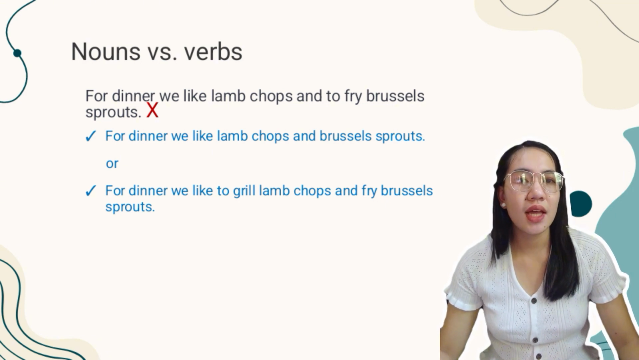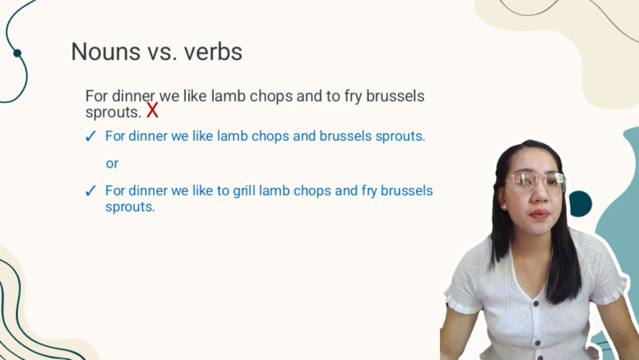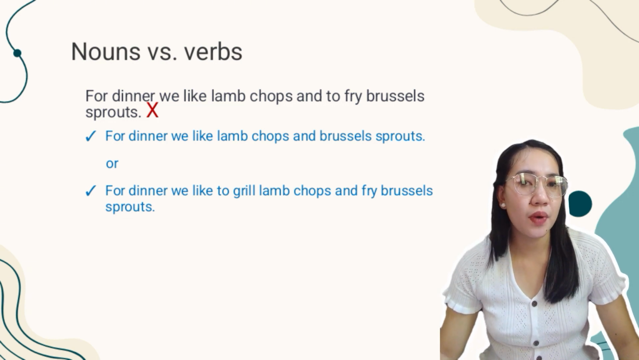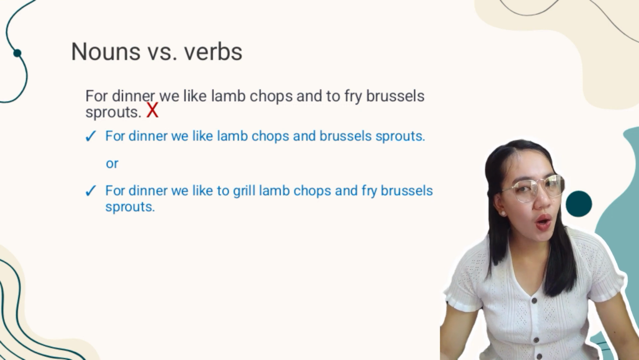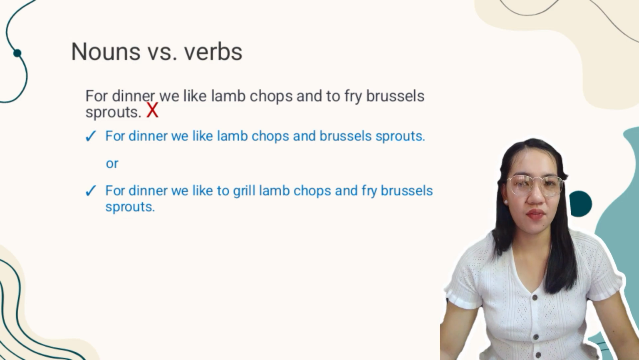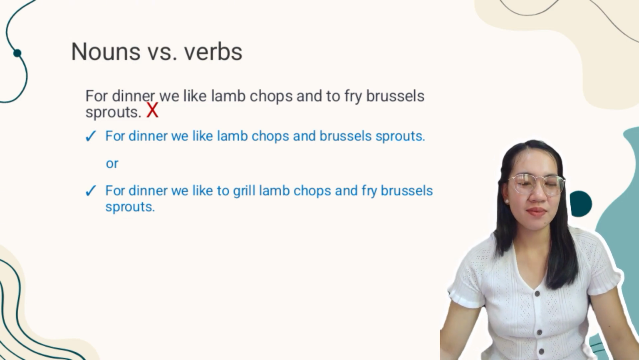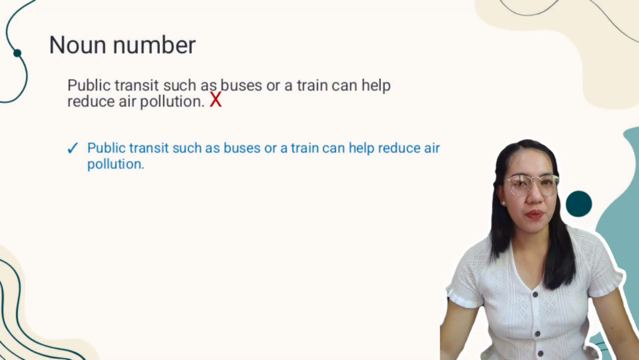For dinner, we like lamb chops, to fry Brussels sprouts. Lamb chops is a noun. Brussels sprouts is a noun too, but to fry is a verb. For dinner, we like lamb chops and Brussels sprouts. Or, for dinner, we like to grill lamb chops and fry Brussels sprouts. Delicious. Noun number.